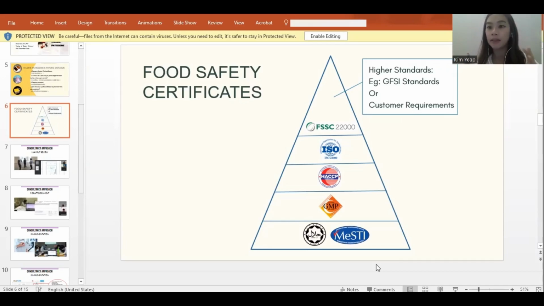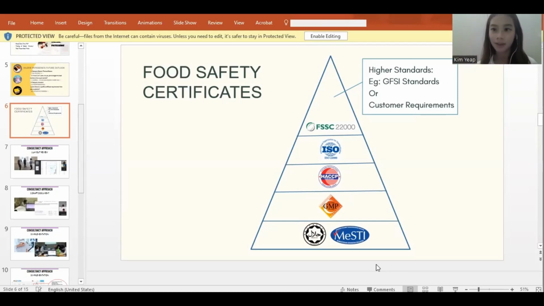Stricter means they all talk about keselamatan makanan, but GMP, when it talks about hygiene and food safety, is stricter than mesti. When it comes to HACCP, they also take care of food safety, but it is stricter than GMP and mesti. ISO 22000 is even stricter than those below. And is there another standard even stricter than ISO 22000? There is, the FSSC you see over here.